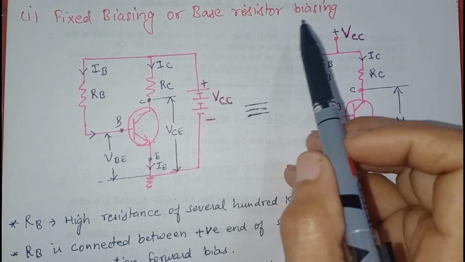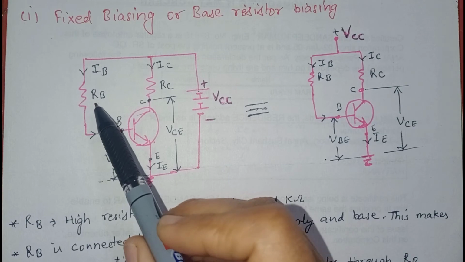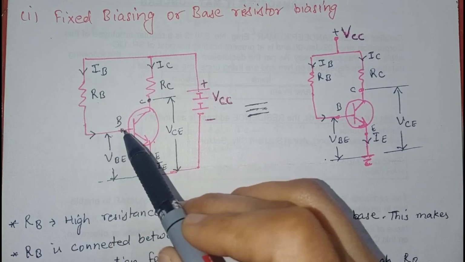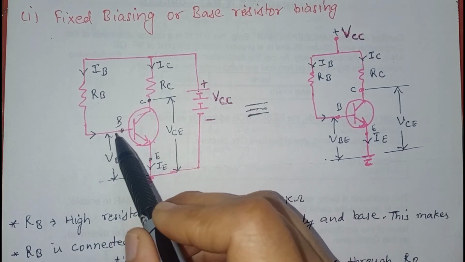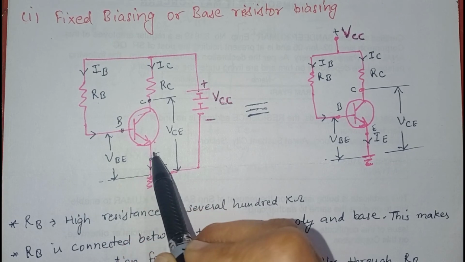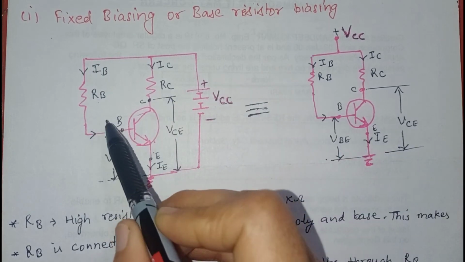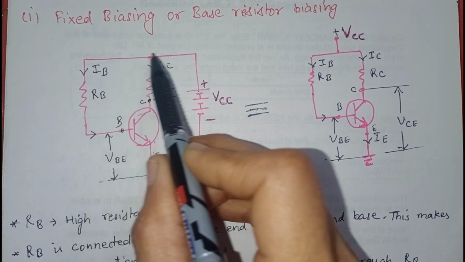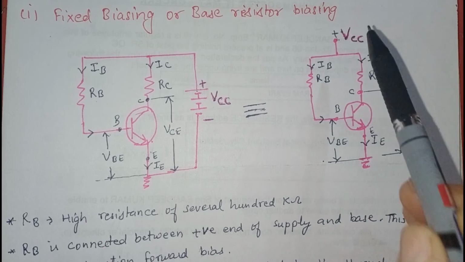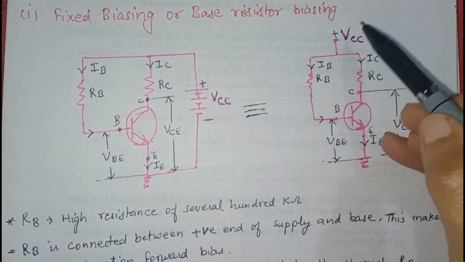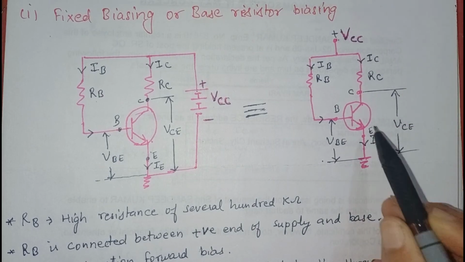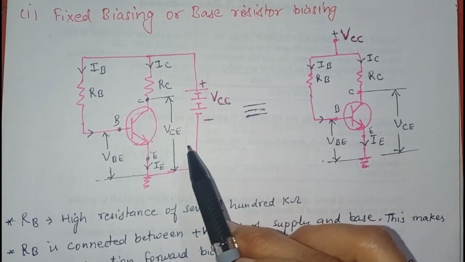In this method of base resistor biasing, we apply a very high value of resistor RB between the positive terminal of VCC and the base. As this base is connected to the positive terminal of VCC, this base emitter junction is forward biased as we need it. And also the zero signal base current is provided by this VCC. This circuit can be drawn in this manner. Here we have shown the positive terminal of the battery by plus VCC and this terminal is grounded. So this is the equivalent circuit of this one.